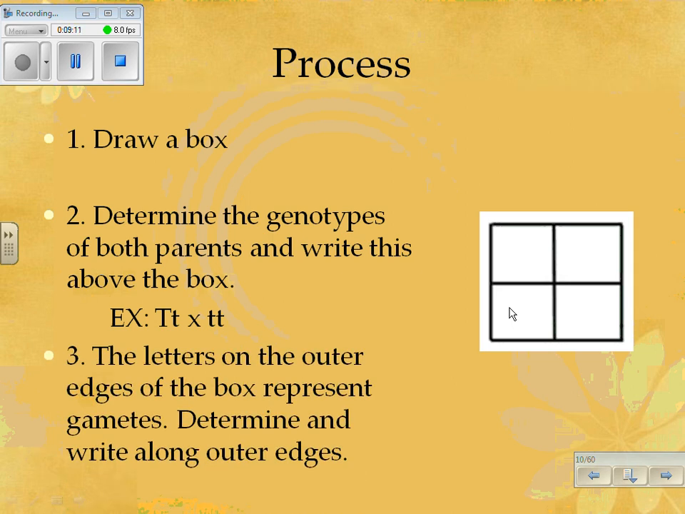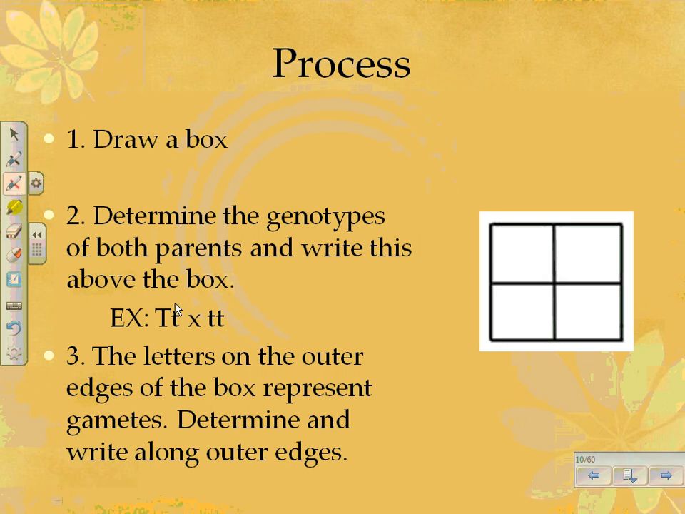The letters on the outside of the boxes would represent the gametes. For instance, if this individual is going to donate, it can either donate a big T or a little t, because every parent donates half of their genetic information, depending on the chance that it's going to donate a big T or little t. The other individual, if you want to split that in half, can either donate a little t or a little t.